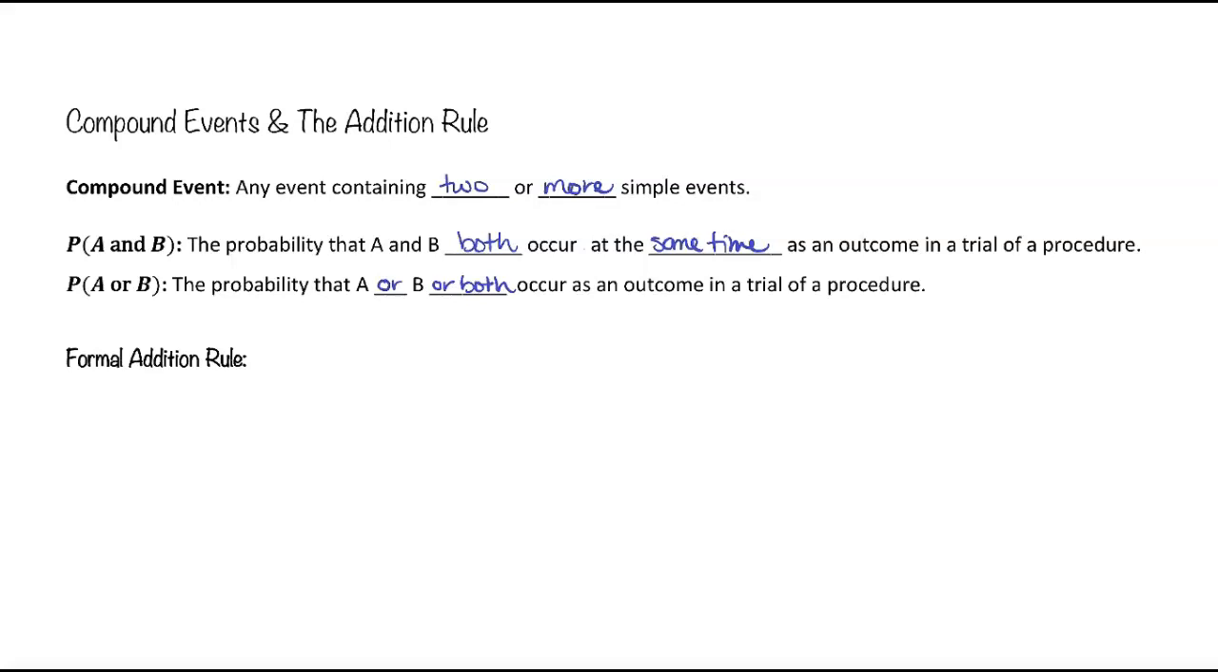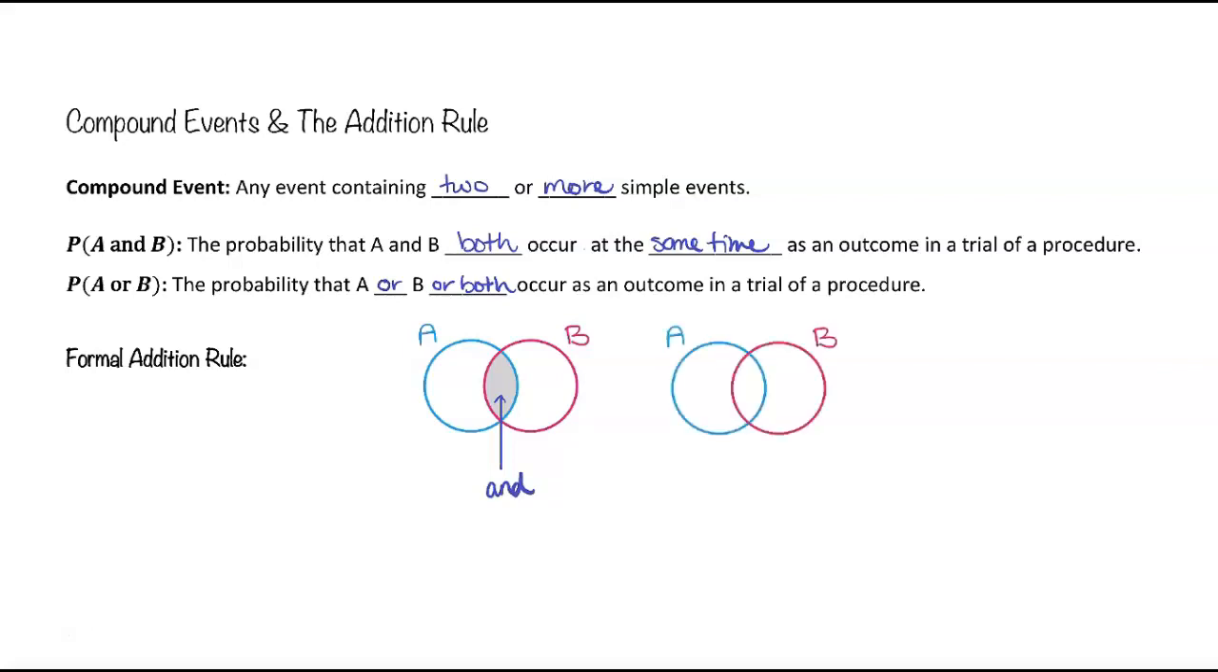In order to understand the difference between and or, we can take a look at a Venn diagram. If this first circle represents event A and the second circle represents event B, then where they overlap represents where they both occur at the same time. In other words, where they overlap represents and. However, or is a little bit different. When we use the word or, we're including the event that A happens, B happens, or both at the same time. So in our Venn diagram, we would shade both circles and where they overlap to represent or.